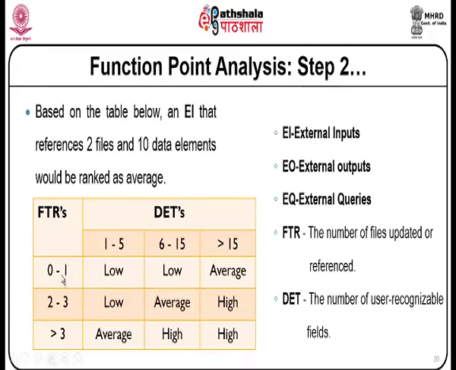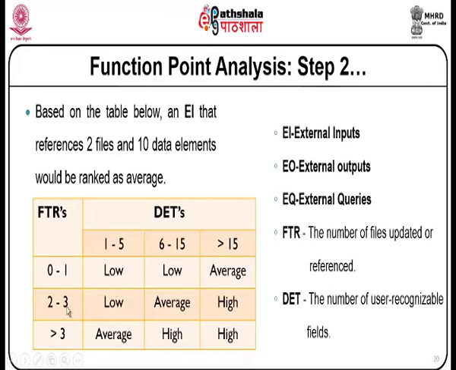If the number of files updated or referenced is 0 to 1 and the number of user recognizable fields is from 1 to 5, then it is ranked as low. If the number of files updated or referenced is 0 to 1 and the number of user recognizable fields is 6 to 15, it is ranked low. If the number of files updated or referenced is 0 to 1 and the number of user recognizable fields is greater than 15, it is ranked average.